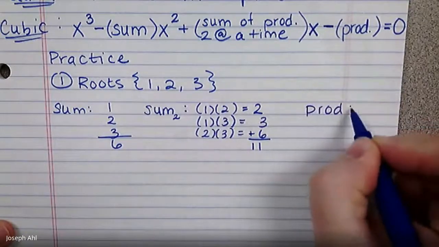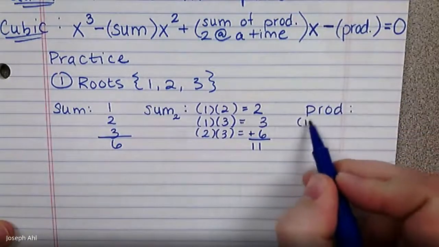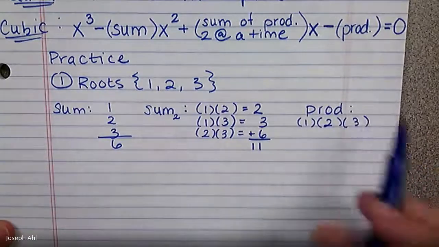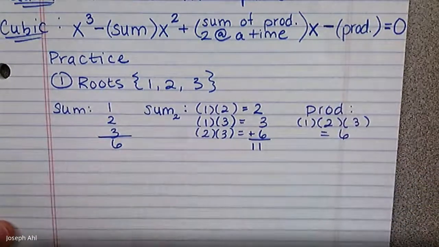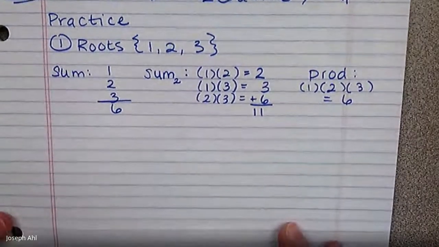Last step is to find the product. The product is all 3 at once, 1 times 2 times 3. And coincidentally, that also comes out to be 6, just like the sum. Of course, those won't always be the same, but it's just a coincidence that it works out that way.